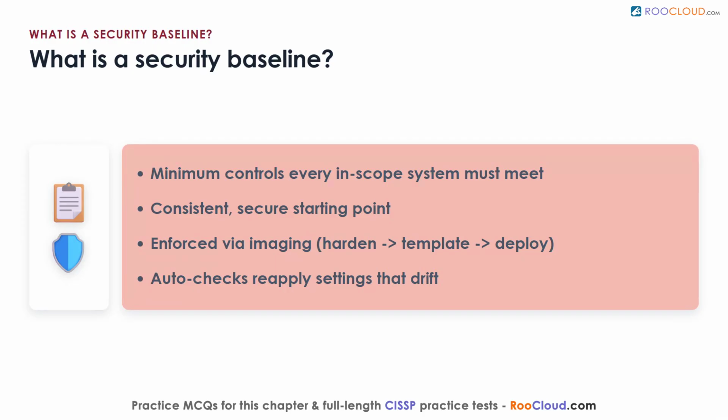A common way to enforce one is imaging. You harden a single machine, capture it as a template, and stamp that same secure image onto every new device. Automated checks then run in the background and quietly reapply any setting that drifts out of line. Think of it as a factory-approved blueprint that every unit rolls off matching.